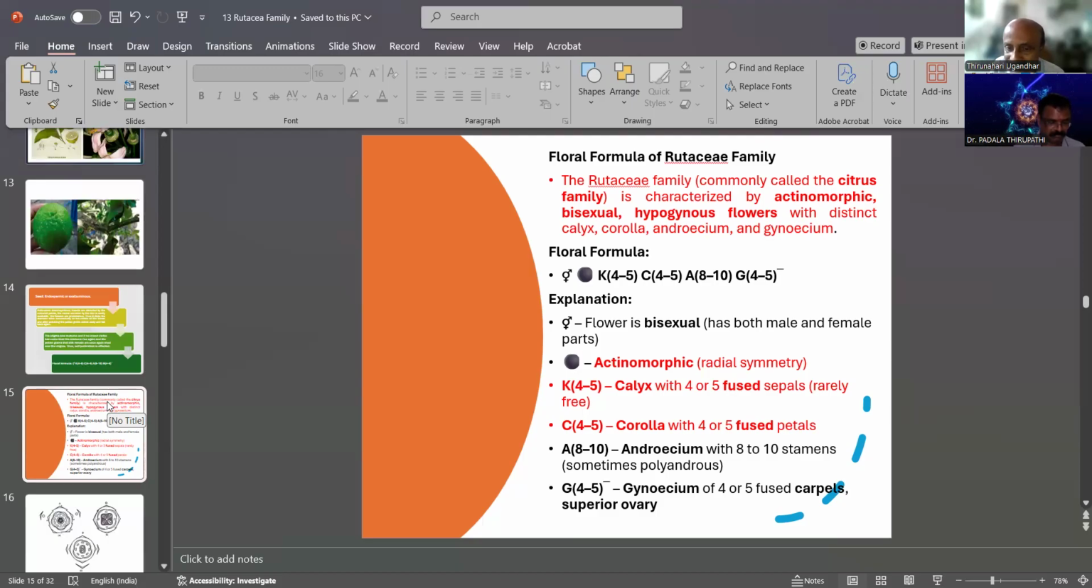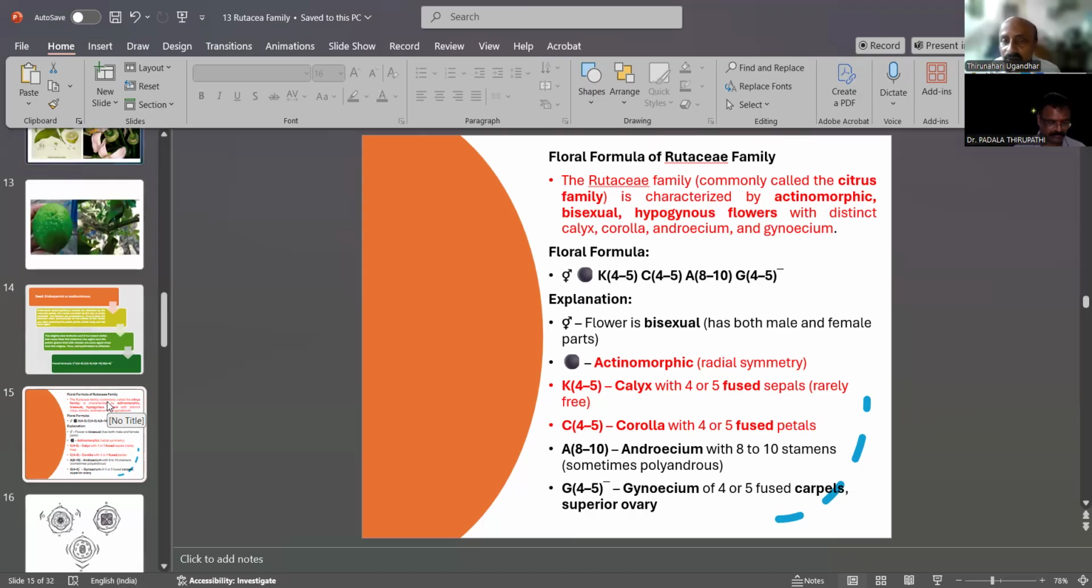one bundle. The androecium has 8 to 10 stamens, and sometimes is polyandrous. Polyandrous means more than one bundle, two or three, where the stamens are in bundles, and more than three bundles is also polyandrous. Then G is the gynoecium of 4 or 5 fused carpels, with a superior ovary.